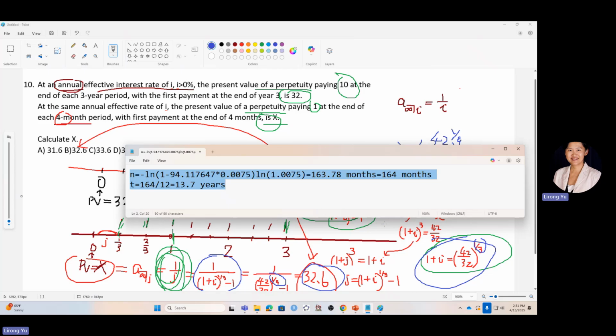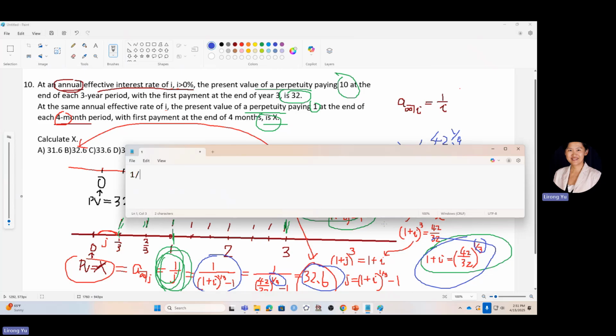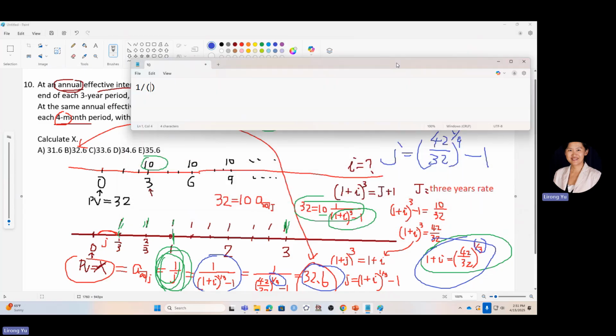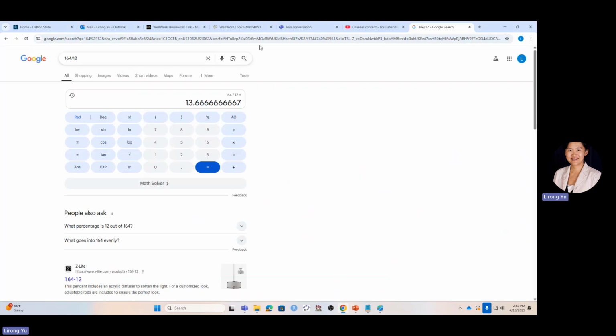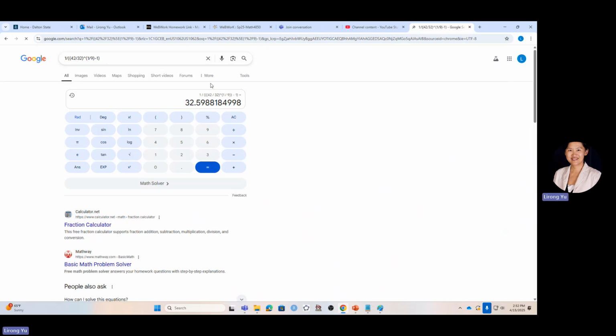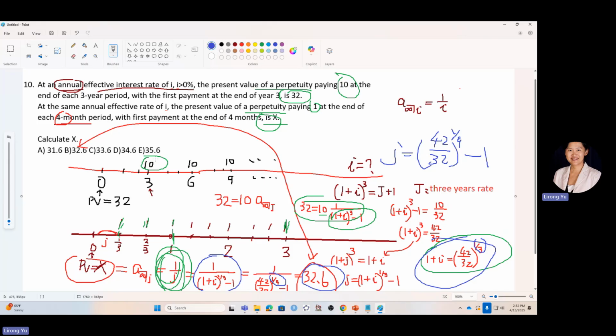If you wonder how to enter that into a calculator, it goes like this: 1 divided by the J. And then what's the J that we're having? We have 42 divided by 32. We raise that to the power 1/9, and then minus 1. So that's pretty much the calculation in this question. Let me double check. All right, so our answer is roughly 32.6. So the answer should be 32.6 in this case.